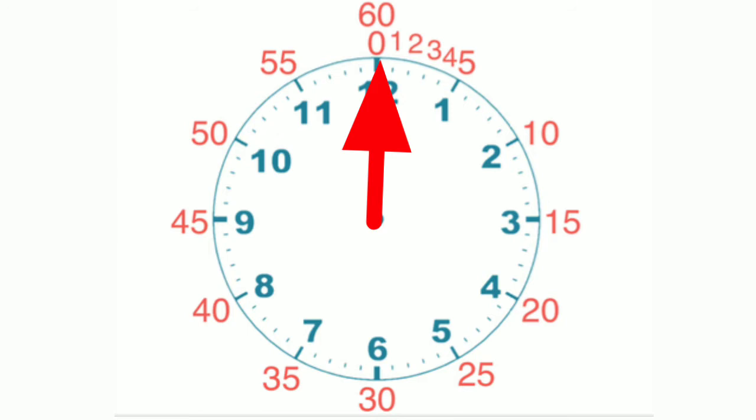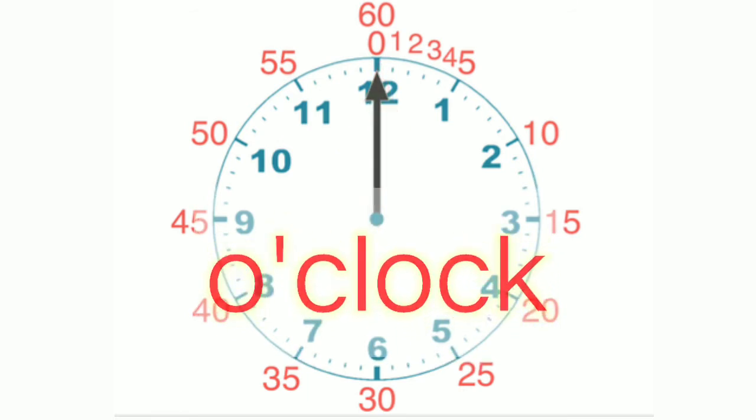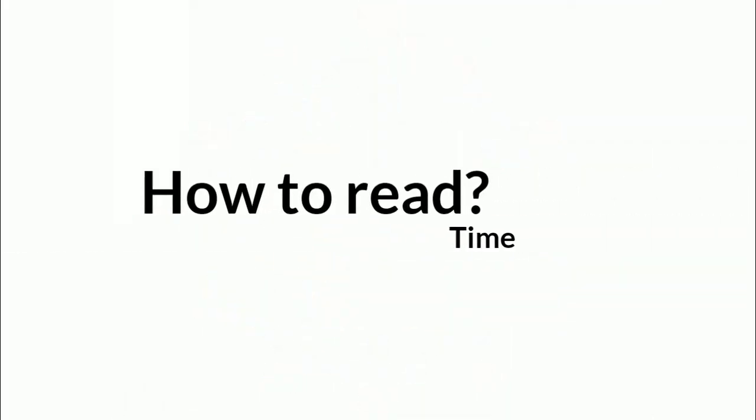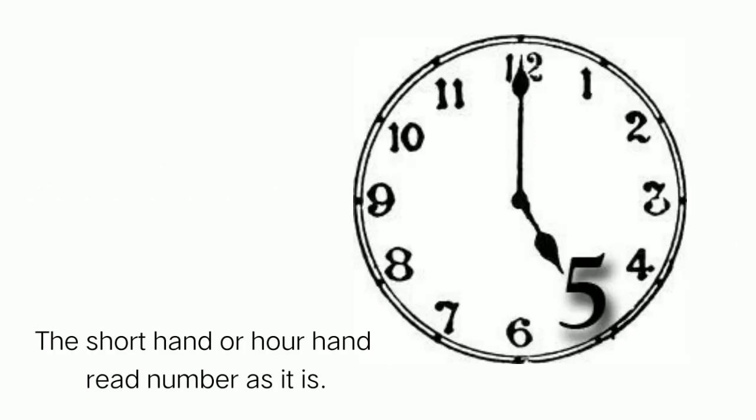A long hand or minute hand pointing at 12 is read as o'clock. The short hand or hour hand reads the number as it is.